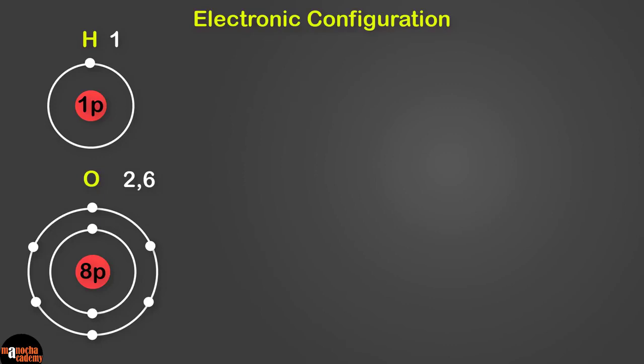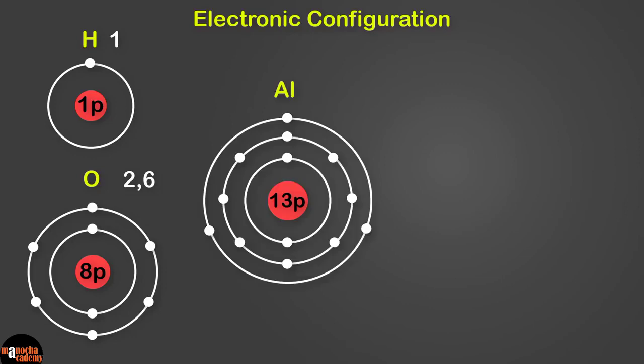Next we have aluminium with atomic number 13. So the electron configuration is going to be 2, 8, 3. So aluminium in the third period has 3 shells. You can draw the full electron configuration or you can write it in this simple comma notation, 2, 8, 3.